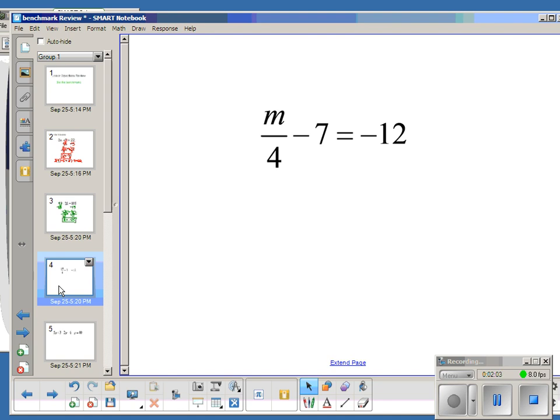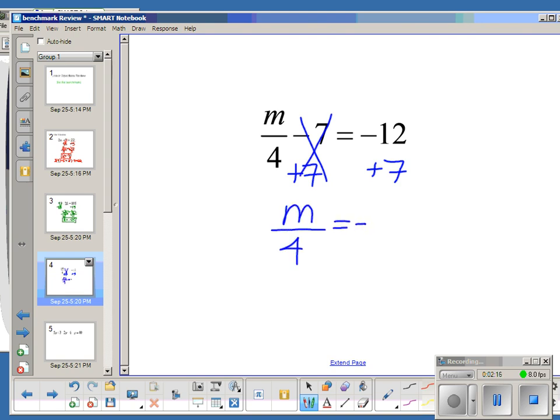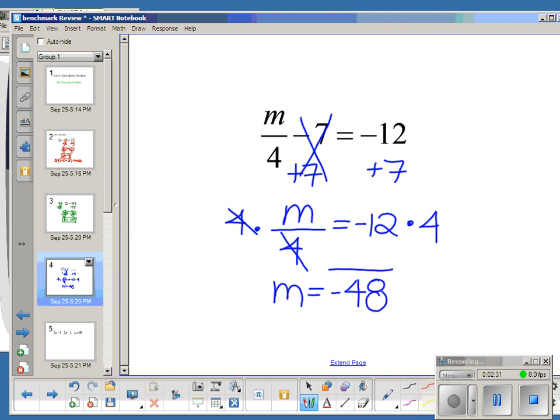I hope you got a chance to try this one, and I hope this is how it went. You've got to get rid of a negative 7, so you're going to add 7 to both sides. That cancels out. m divided by 4 equals negative 12. To get rid of division, we use the opposite operation, which is multiplication. So we're going to multiply by 4 on both sides. m should equal negative 48. Hopefully that's the answer you got.